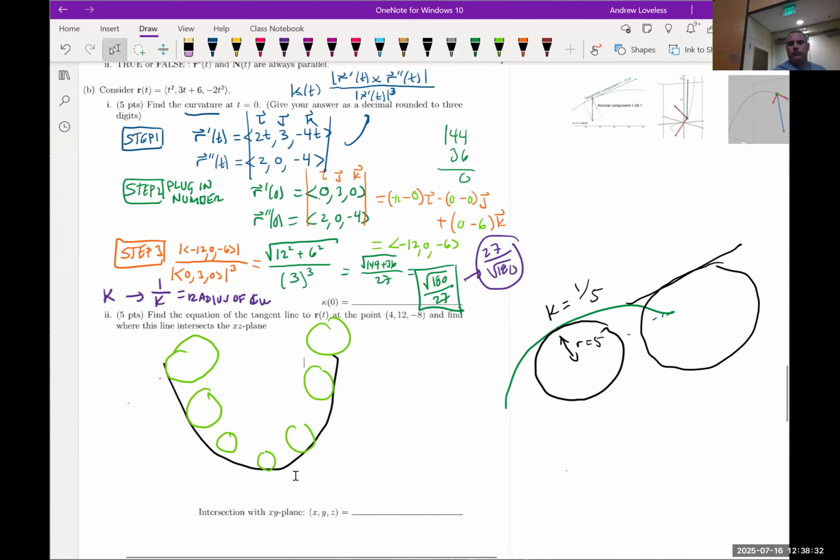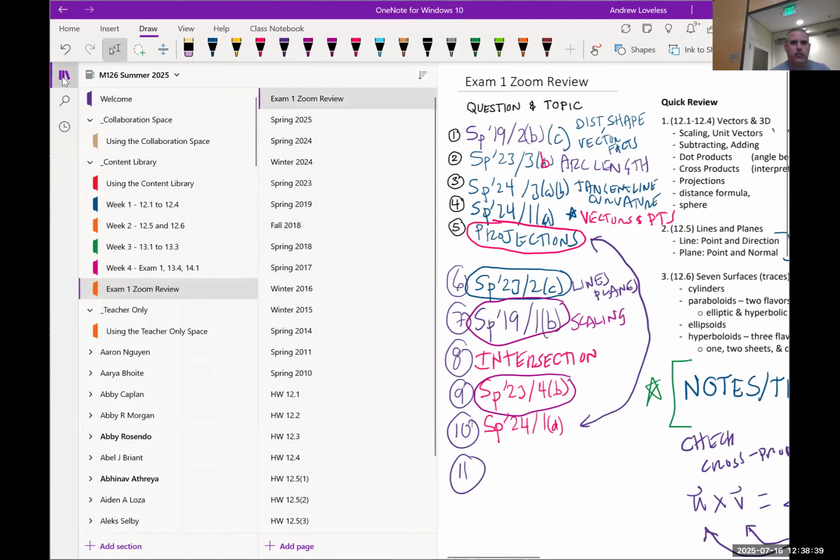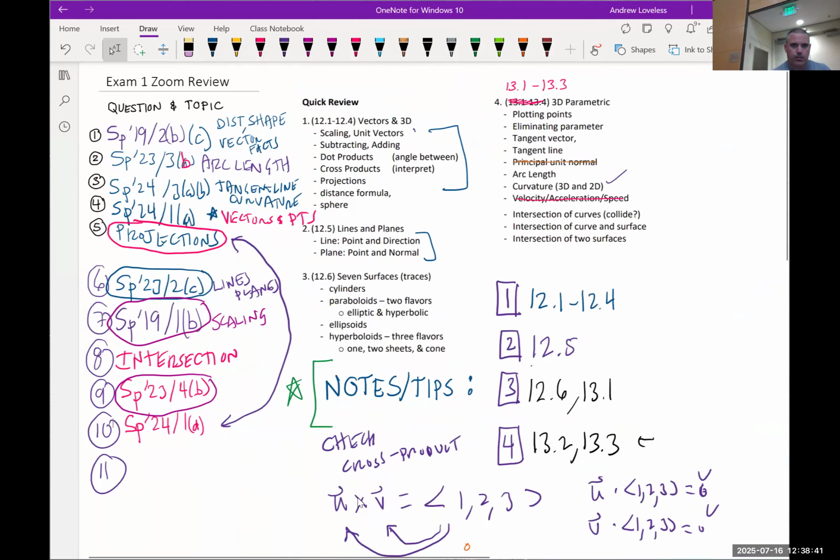Lovely. Just making sure we're not going to be immediately kicked out here. That was curvature.